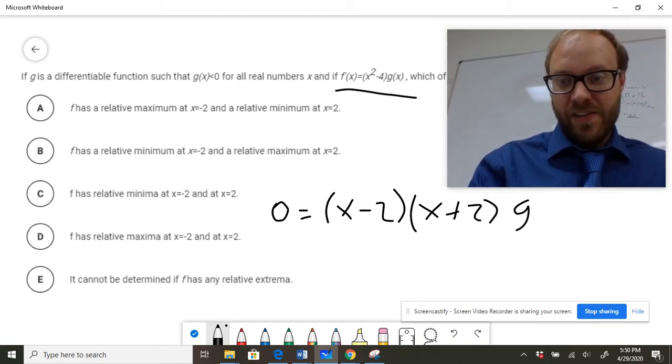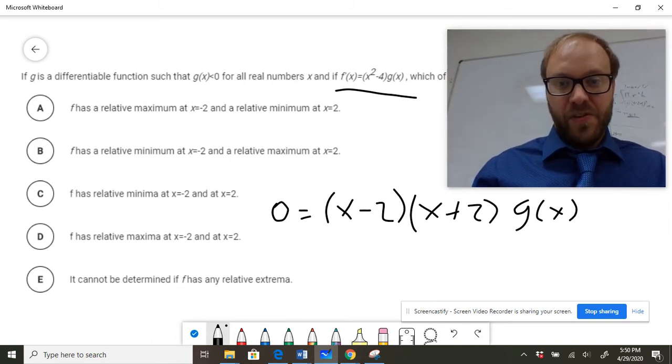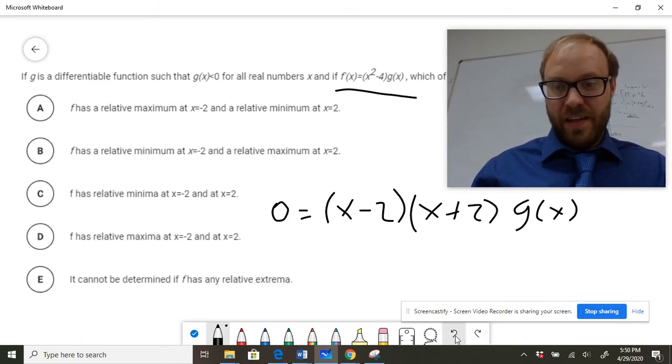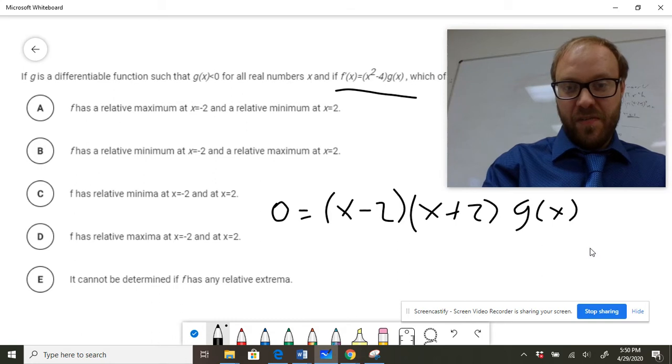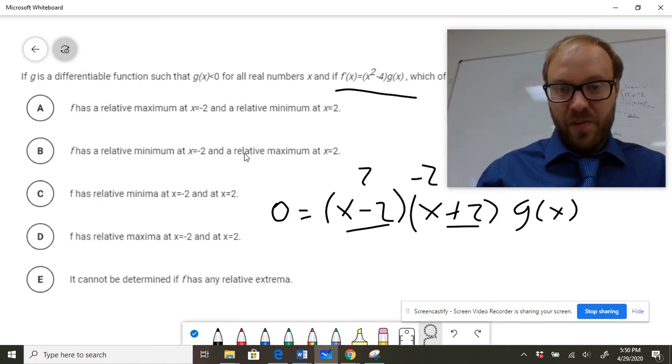And notice they tell us that g of x is always negative for all values. Okay, so if g of x is always negative, that means it's never going to give us a value of zero. So the zero values are just going to be coming from these two things, which would be happening at 2 and negative 2. So those are going to be my critical values for my function, 2 and negative 2.